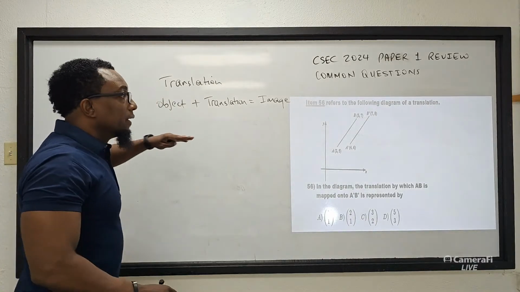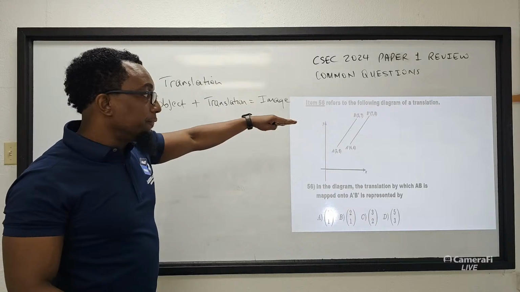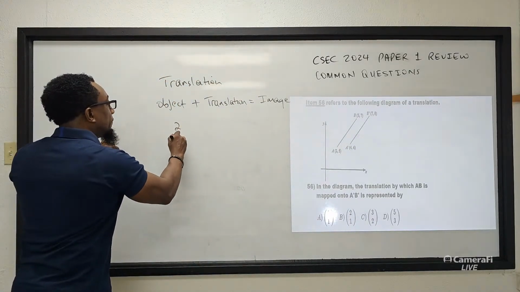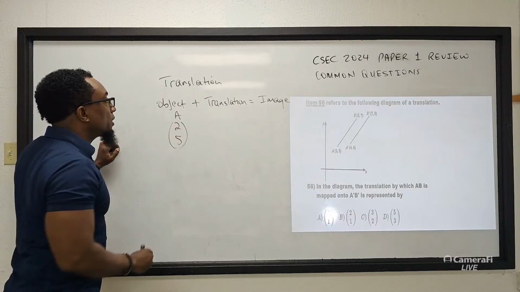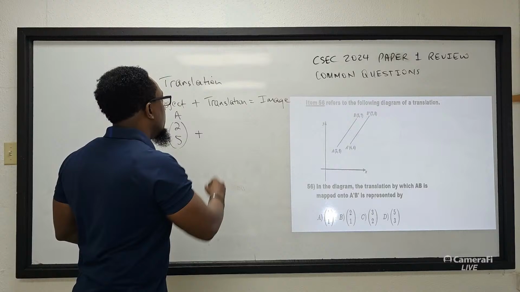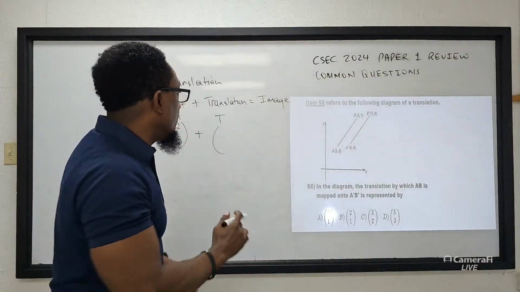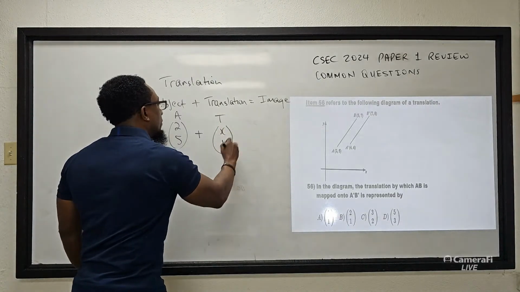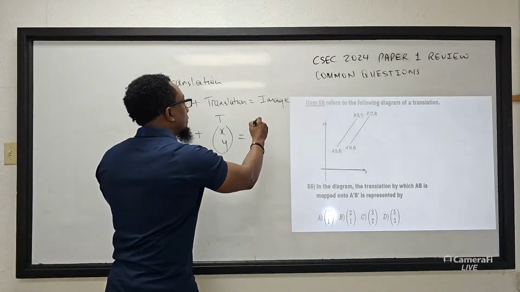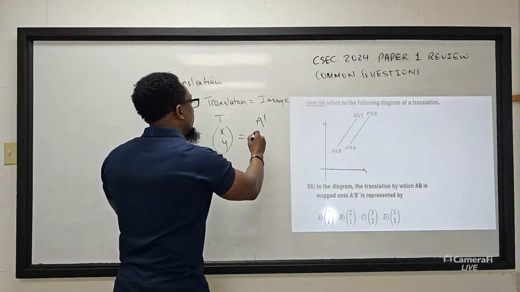Let's go with A, which is 2, 5. We're going to move it from the row format, which is running this way, and convert it into the column format, 2, 5. This is A. That's your object. Plus your translation T. I'm going to represent it in terms of a column vector x, y, is equal to your image A prime. So I'm going to move it from the row format into the column format, 4, 6.